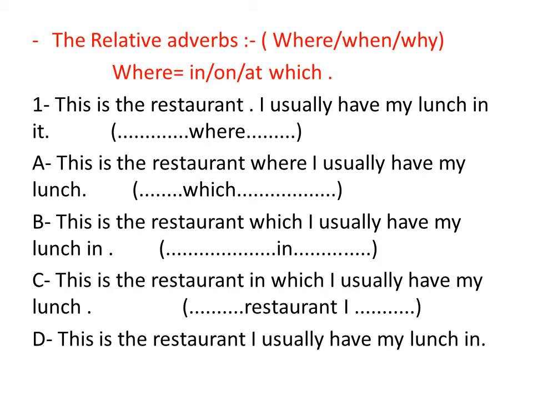So here in the second sentence, we have the object pronoun it, which refers to the restaurant, which exists in the first sentence. So we will omit this pronoun, and we will put where after the noun restaurant. So the answer A will be, this is the restaurant where I usually have my lunch.